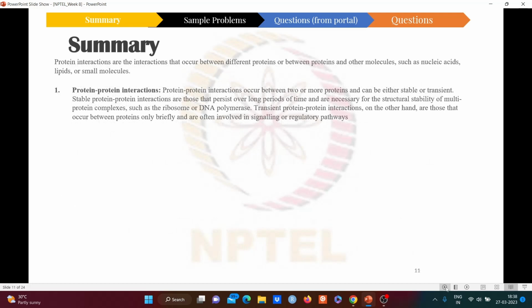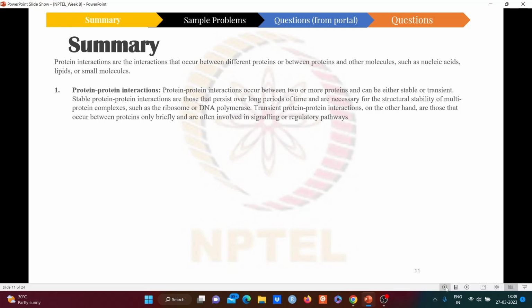Okay, now I'll be starting with protein interactions. Protein interactions are the interactions that occur between different proteins or between proteins and other molecules such as nucleic acids, lipids, or small molecules. These interactions are critical for many biological processes including signal transduction, enzyme catalysis, and gene regulation. So I'll discuss some types of protein interactions.